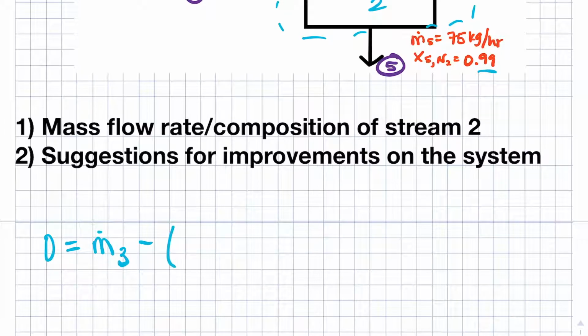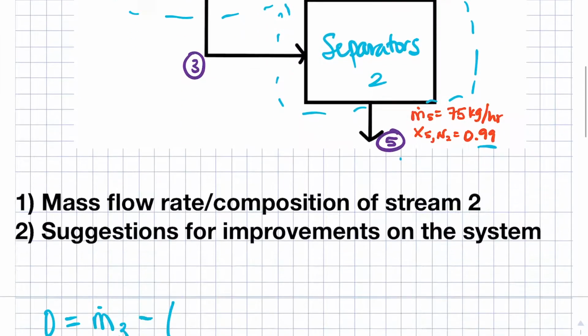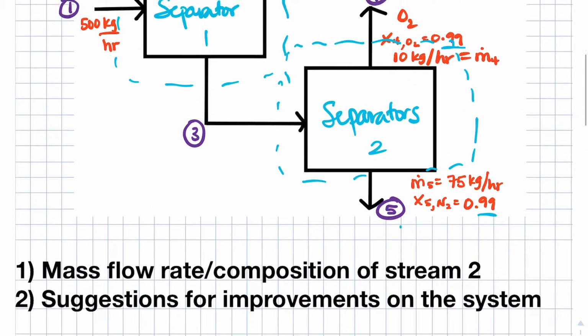And we'll subtract off the sum of the outlets, which is the mass flow rate of 4 and the mass flow rate of 5. And it's really just as easy as saying that the mass flow rate of 3 is going to be the sum of those 2. And it makes sense. Whatever comes in has to come out, and vice versa.